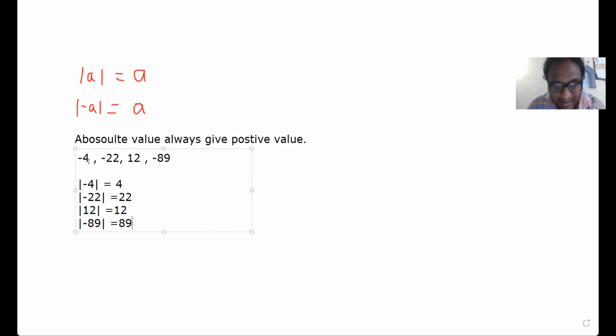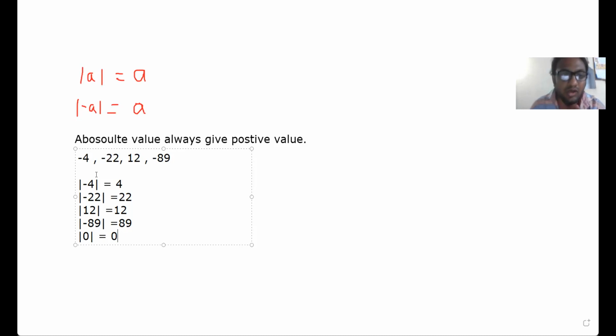So I'll just take one more example. Suppose I want to find the absolute value of 0. You know the absolute value of 0 should be 0. And you know that 0 is neither positive nor negative. So the absolute value of 0 should be 0. Other than that, whether the value is positive or negative, it always gives the positive value.